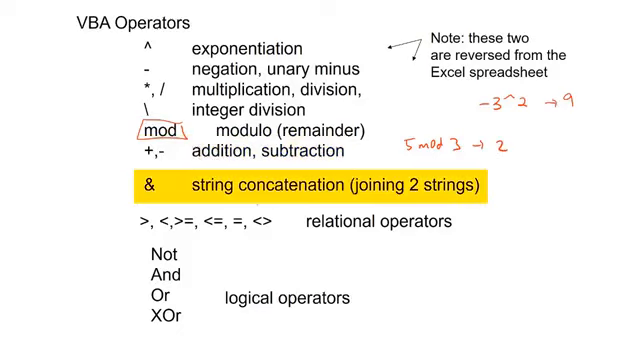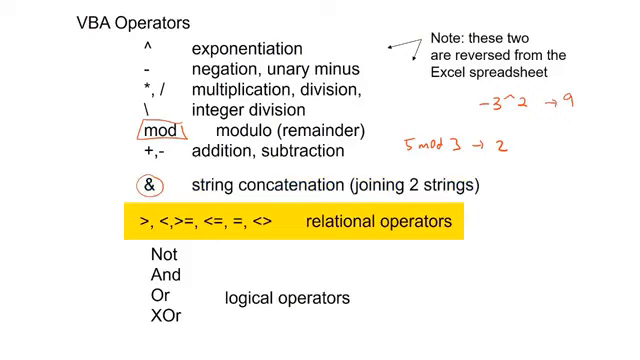If you're joining two strings or a string with a number, you can use the ampersand, which is this symbol, and that's joining two strings or joining a string and a number. It's used a lot in message boxes and input boxes. Relational operators, we have greater than, less than, greater than or equal to, less than or equal to, equal, and this is not equal to. We'll do some logical examples here in this course.